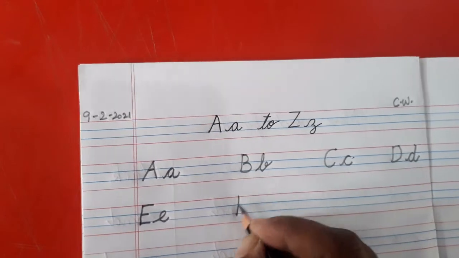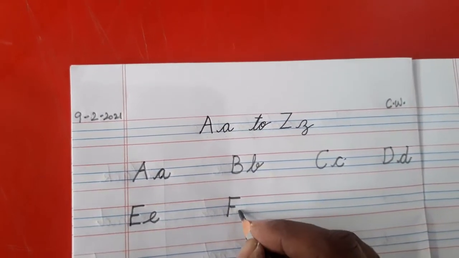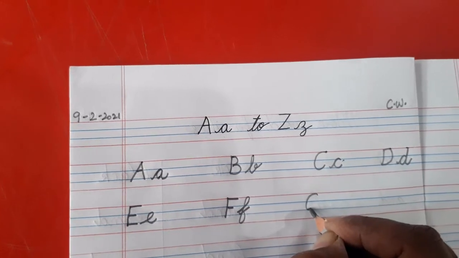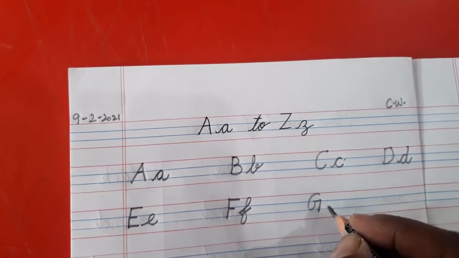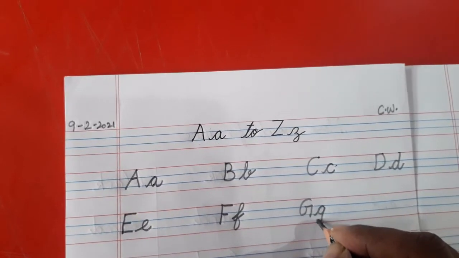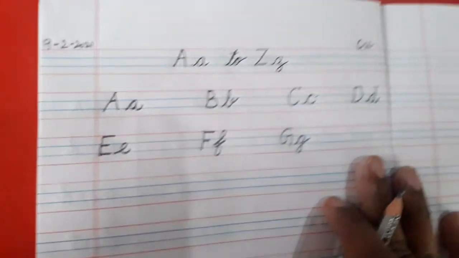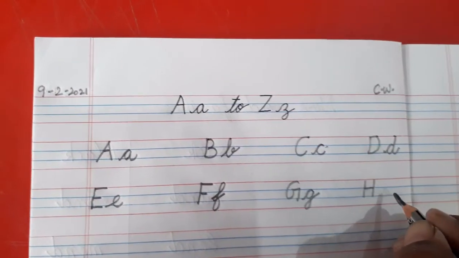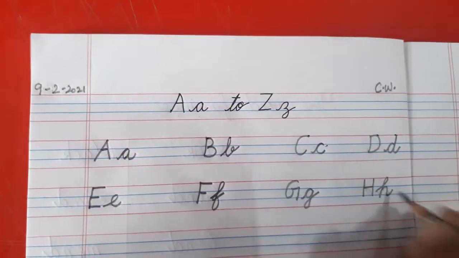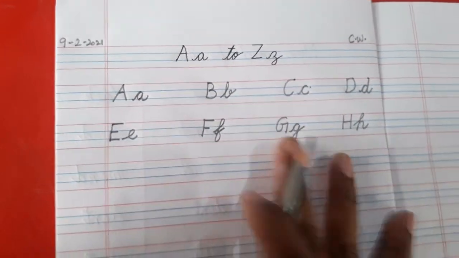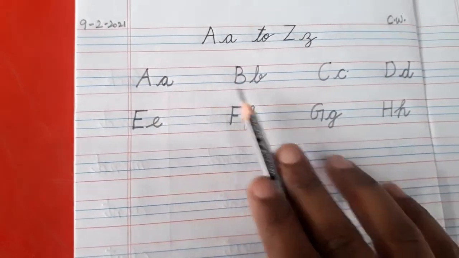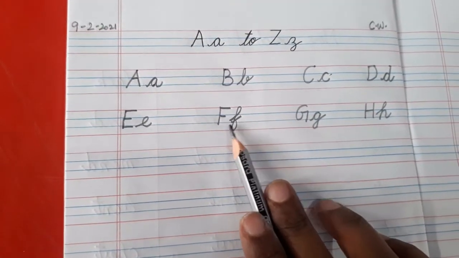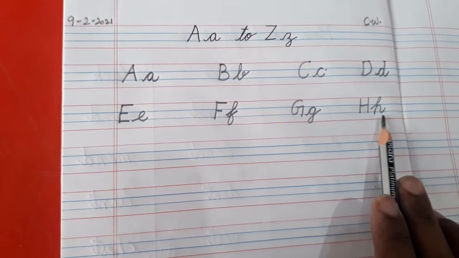Then we have F. F. G. G says go. Clear? Then we have H. H says ho. Now, which is the next alphabet? A, B, B, C, K, D, D, E, A, F, F, G, G, H, H.